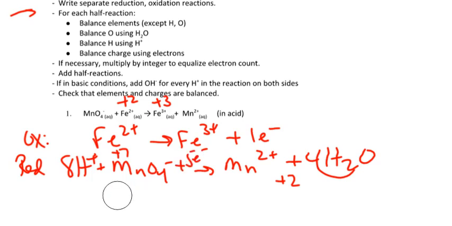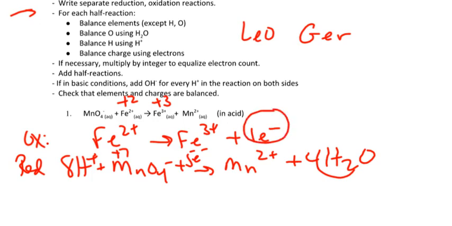Now, so far, how are we doing? Do you remember that LEO goes GER? I'll even write that down. LEO goes GER. That should bring back a few memories. So what is LEO? Oxidation is lose electrons. Notice I have electrons as a product, so I lost them. Reduction is GER: gain electrons, reduction. Notice how my electrons are on my reactant side, so that should bring back some memories.